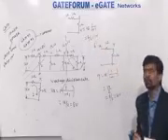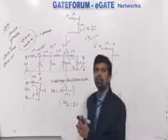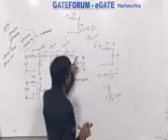So in only 3 steps you can get the answer for the voltage which is present across this particular branch.